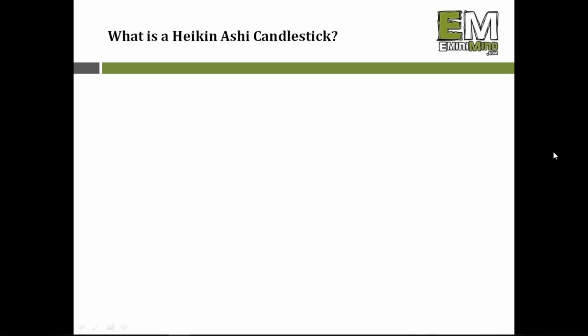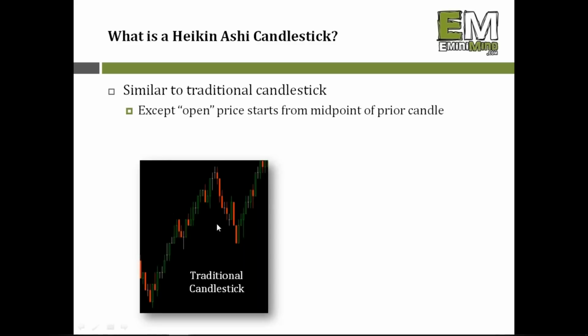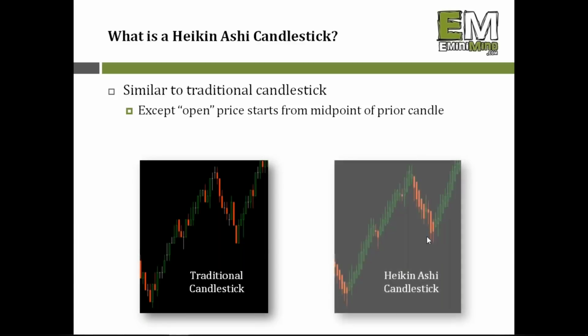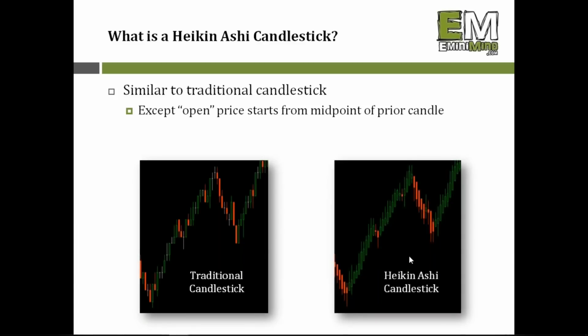Instead of a traditional candlestick chart, the variation comes from the opening price. A traditional candlestick has an open, high, low, and close. And the Heikin Ashi, instead of opening where the prior candle closed, opens at the midpoint of the prior candle. Here is a traditional chart on the left, and on the right is a Heikin Ashi variation.